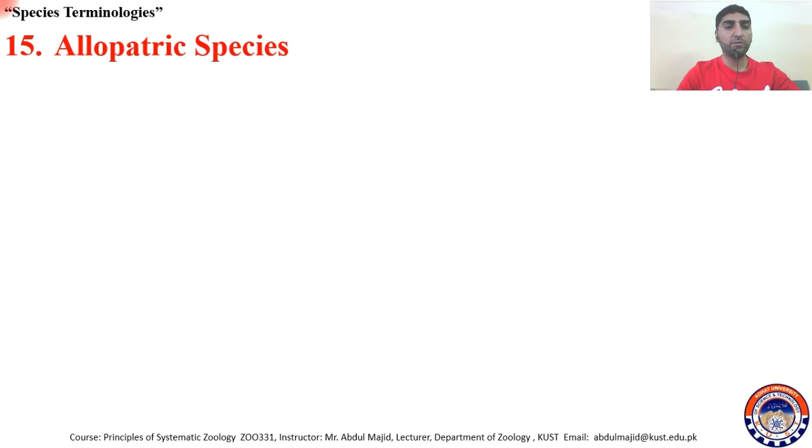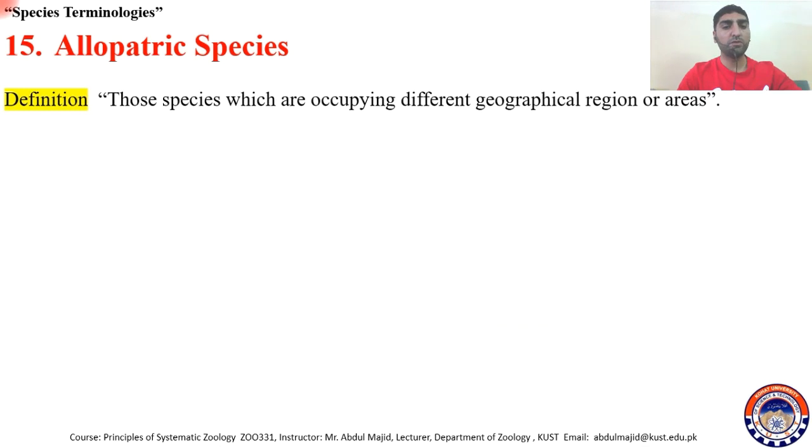In continuation to the previous topic, today we will start from allopatric speciation. We were discussing different species terminologies. So today we will start from allopatric species. What are allopatric species? Those species which are occupying different geographical regions or areas. It's very simple. Those species which are occupying different geographical areas, they are not living in the same geography, are known as allopatric species.